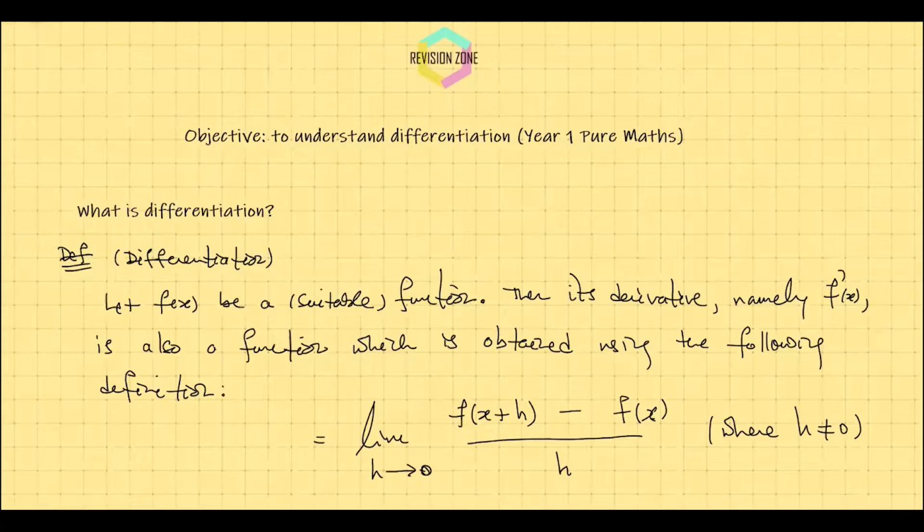And this fraction on the right-hand side will actually give us a function in its own right once we've evaluated the limit. And that function we label as f prime x, which is the derivative of f. So what is differentiation? It's a process by which we go from a function, for instance f of x, to a function which would be f prime of x.